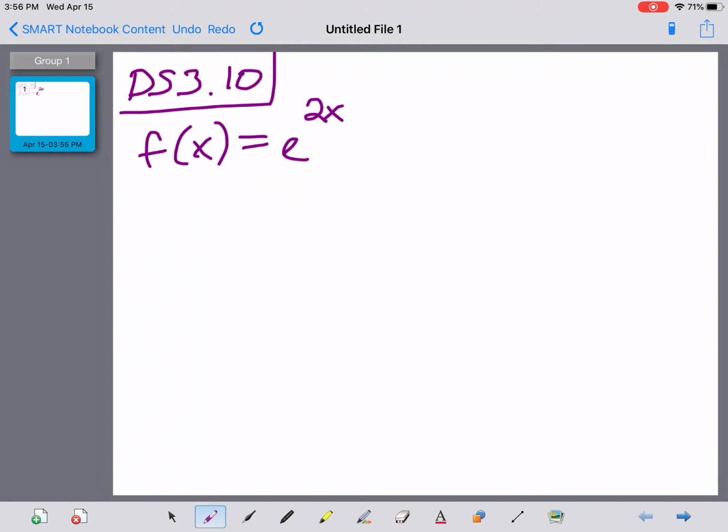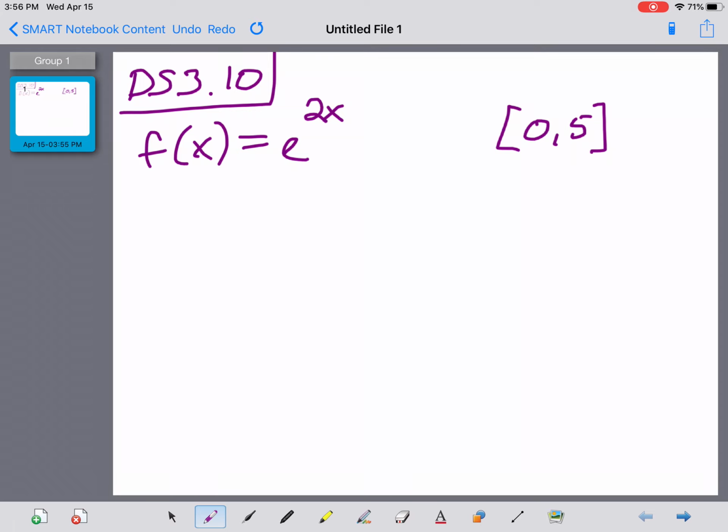Okay, calculus, here we go. DNS exam number 3, problem number 10. In this problem, they gave you a function, f of x is equal to e to the 2x, and the question is, at how many points in the closed interval from 0 to 5 does the instantaneous rate of change of f equal the average rate of change of f?